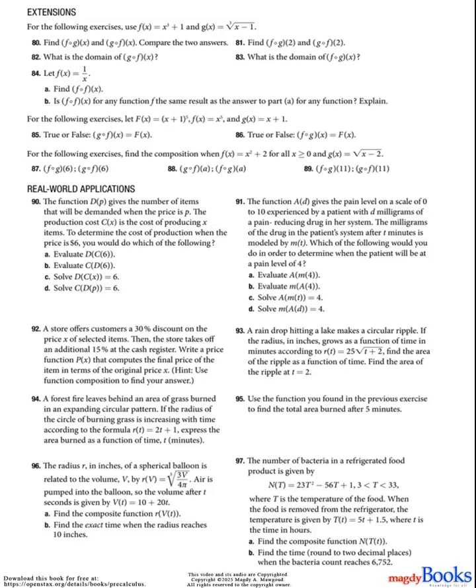97. The number of bacteria in a refrigerated food product is given by N(T) = 23T² − 56T + 1, 3 < T < 33, where T is the temperature of the food. When the food is removed from the refrigerator, the temperature is given by T(t) = 5t + 1.5, where t is the time in hours. A. Find the composite function N(T(t)). B. Find the time, rounded to 2 decimal places, when the bacteria count reaches 6,752.